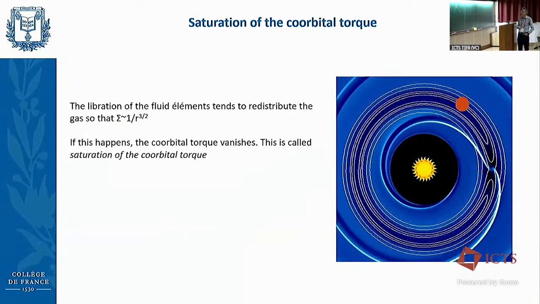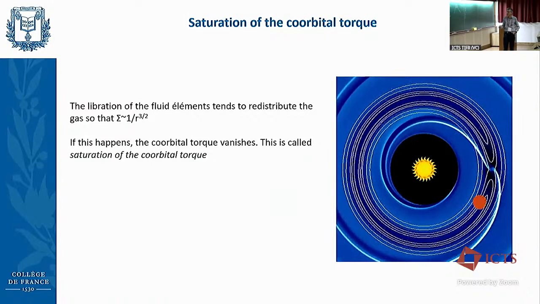There is a caveat, though. It's true that if I have more gas outside than inside, in principle I have more elements doing this U-turn, giving a positive torque to the planet, than doing the other U-turn. But by continuing this libration, the material should homogenize, right? And at least inside the libration region, we should redistribute the gas, so as to achieve the famous 1/r^(3/2) surface density gradient that cancels the co-orbital torque. And if this happens, this is called the saturation of the co-orbital torque.